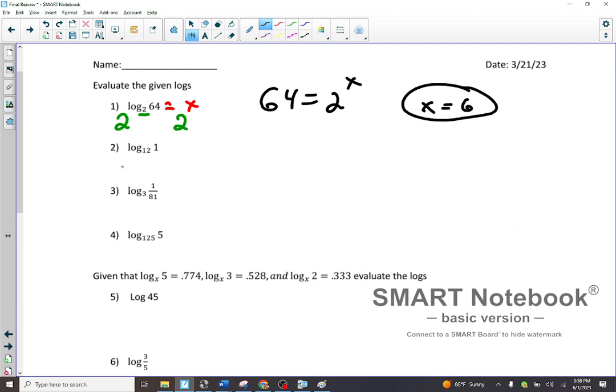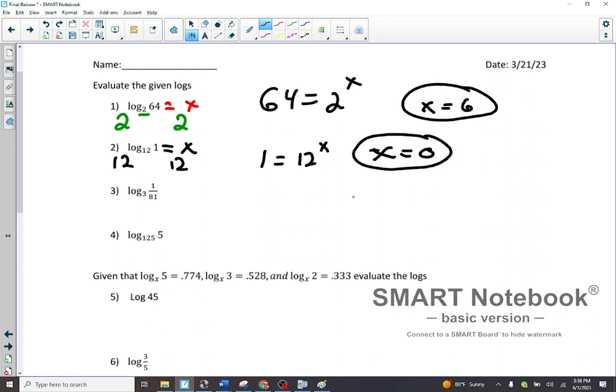This one, log base 12 of 1 equals x. In this case, again, base 12 on both sides. So 1 equals 12 to the x power. What would cause anything to become 1? What power, I should say? 0. So this one's x equals 0.